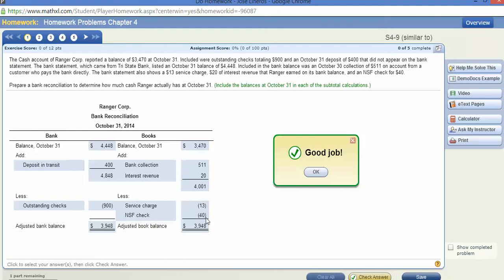And then an NSF check is a check that the bank is letting you know about: somebody wrote you a check, you deposited it in your account, and when we tried to clear it against the other bank, it went bad, so they didn't have enough funds. And this is how you work it. Work the easy side first, and then work the harder side, and be sure and get your check figure.